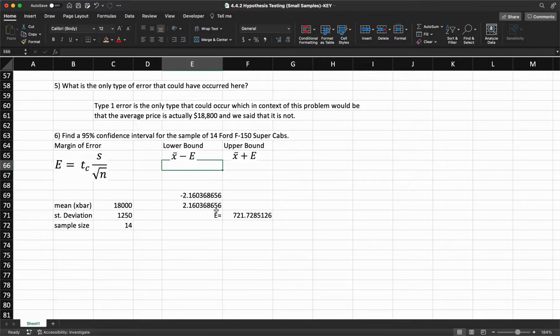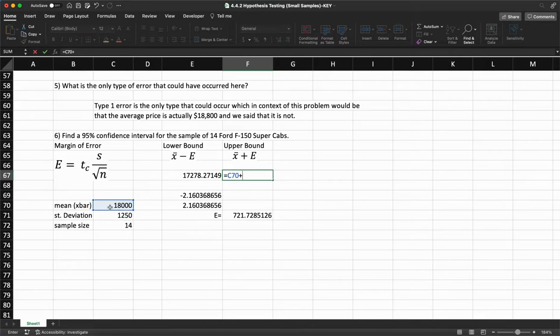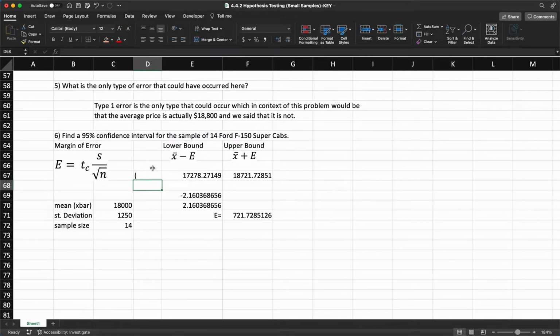And so my lower bound is going to be the mean minus this margin of error. My upper bound is going to be the mean plus this margin of error. And this is my confidence interval.